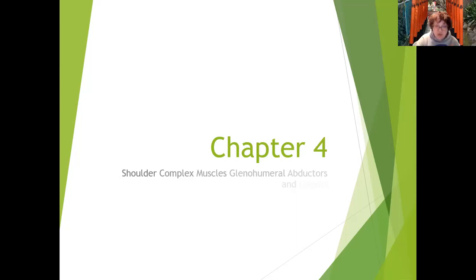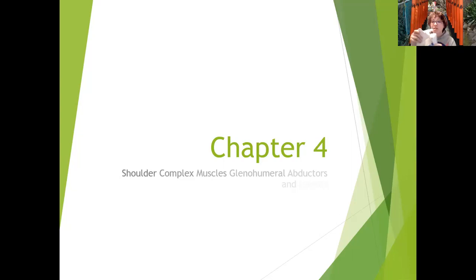So the motion of the scapula is particularly important to glenohumeral movement. As we talked about scapulohumeral rhythm, we will talk about it again. And it's important to the function of the abduction and elevation muscles. So there's a lot going on in the shoulder. It's not just the glenohumeral joint.